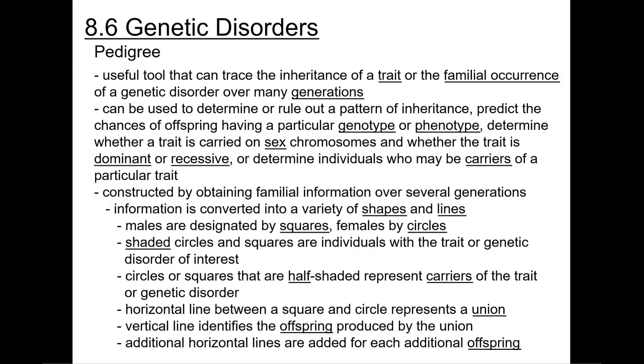Horizontal lines between the squares and circles are going to be unions, so they're often referred to as marriage lines, even though it doesn't indicate that they were married. A vertical line is going to identify the offspring that's produced by that union, so the children. And additional horizontal lines are going to be added for each additional offspring.